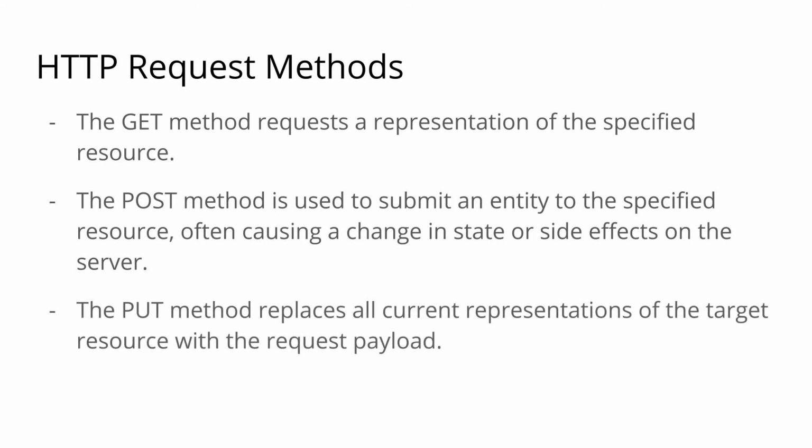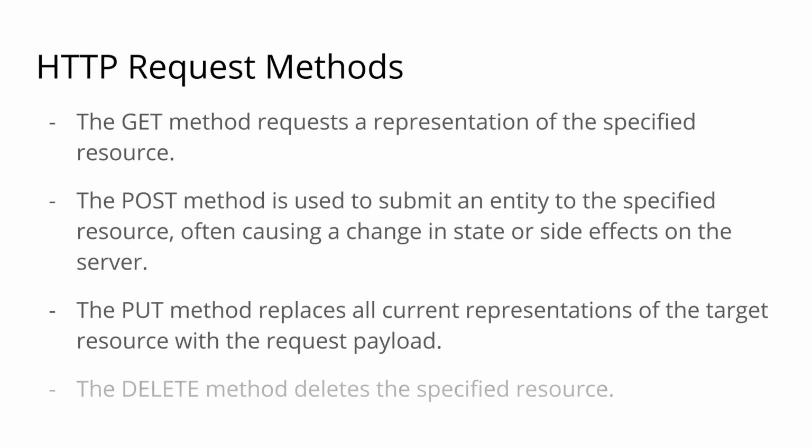The put method replaces all current representations of the target resource with the request payload. So, this is in essence an update of the complete object. If you want to change a property of an object, let's say just the name for example, you would send the whole object to the service and it would overwrite the complete entry in the database. Of course, there can be variations of that process, but the standard way is exactly that. Send an object to the service that already exists and update every property of this object.